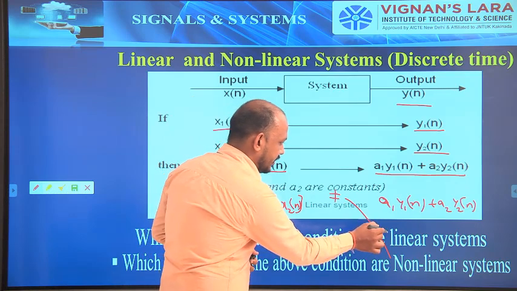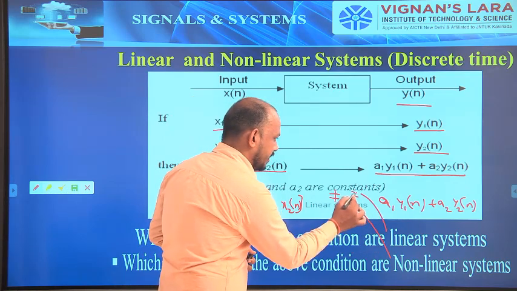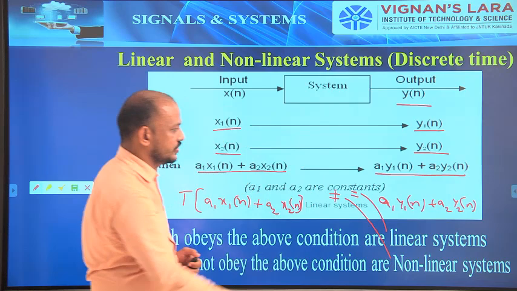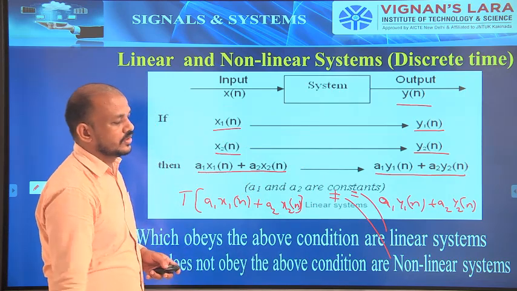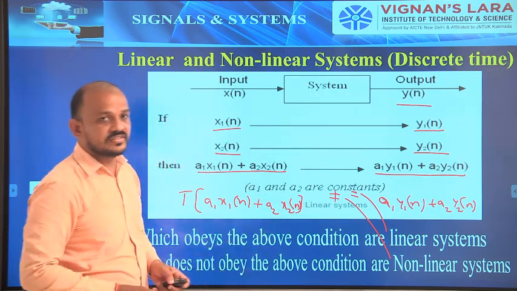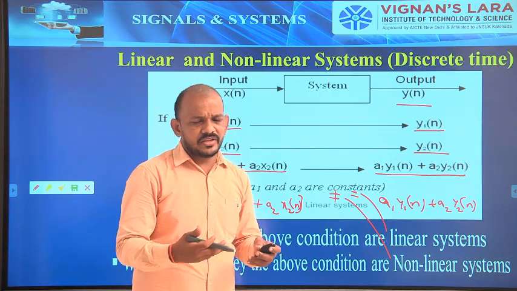So if it is said to be linear, that should be equal to. If it is said to be non-linear, that should be not equal to. So this is regarding the discrete time system. So we can take the examples also.